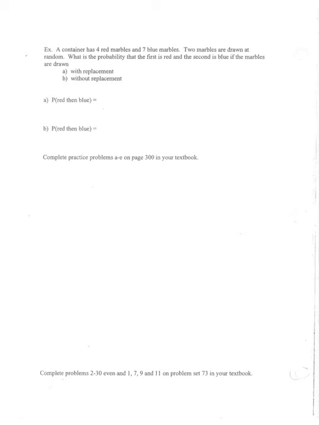So first of all, the probability of pulling a red marble is 4 out of a possible 11 choices, right? And if I put that back and then calculate the probability of pulling a blue marble, well, that would still be 7 out of 11 choices. If I multiply those two probabilities together, I get 28 out of 121 as my chance of pulling a red then a blue with replacement. So this would be my final answer there.